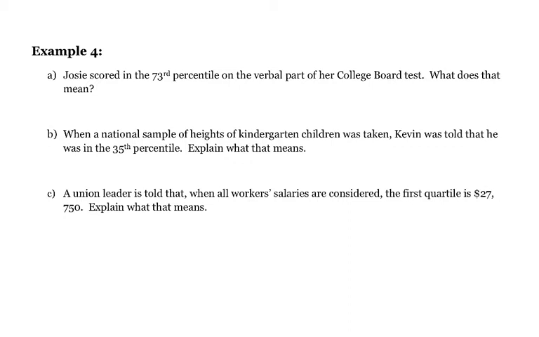Josie scored in the 73rd percentile on the verbal part of her College Board test. What does that mean? That means that everybody else who took the test, 73% of them scored at that score or lower. Okay. When a national sample of heights of kindergarten children was taken, Kevin was told that he was in the 35th percentile. Explain what that means. That means that out of everybody surveyed, 35% of them had Kevin's height or lower. Okay. So again, we're just interpreting what these percentiles mean.